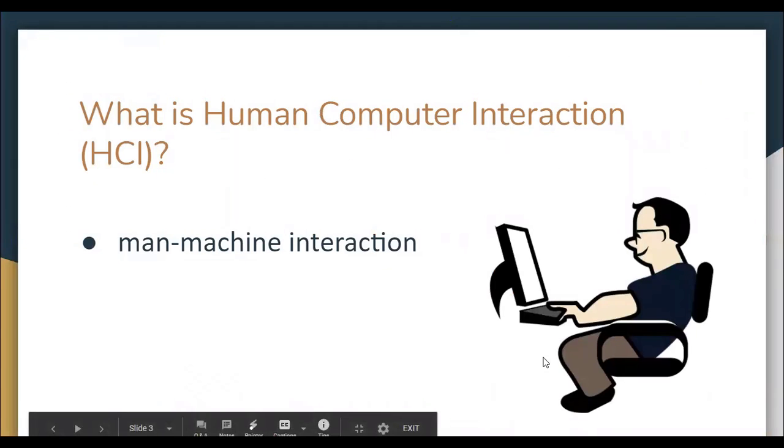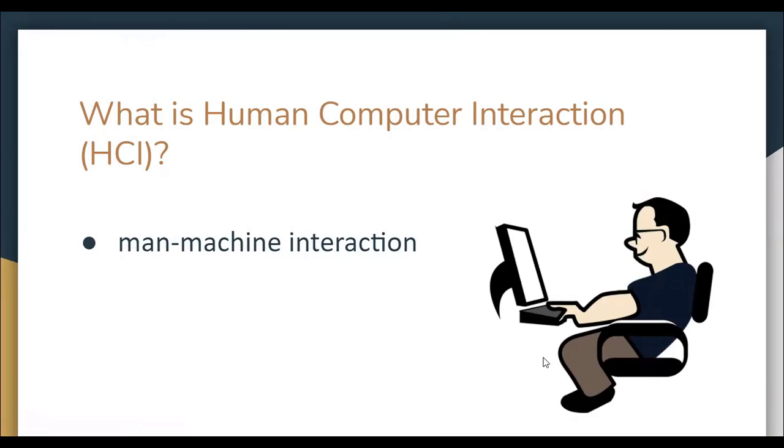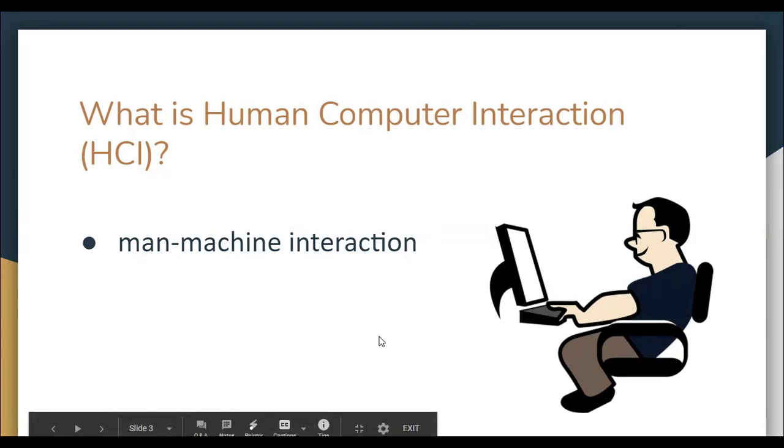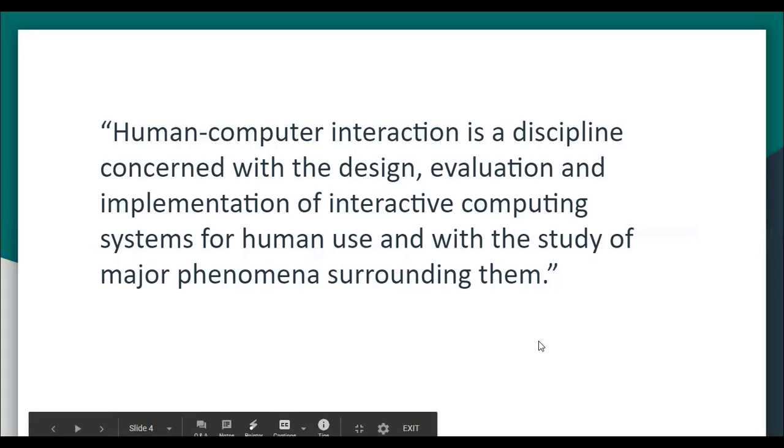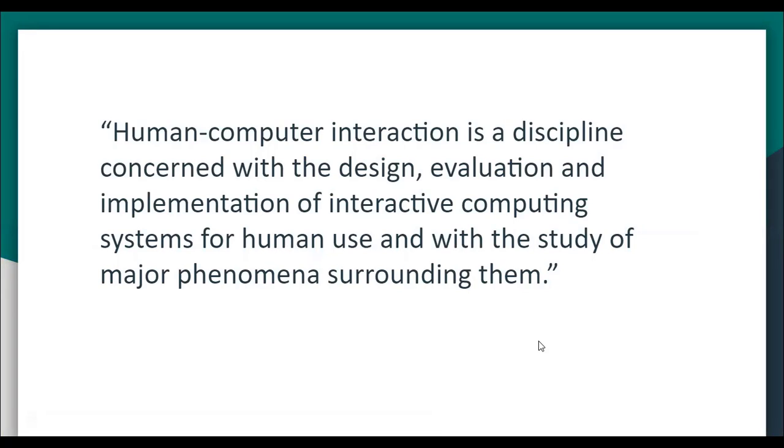Firstly, let's see what human-computer interaction means. It's known as the interaction between man and machine. In this subject, we will study the design and use of computer technology. This is the precise definition of HCI.